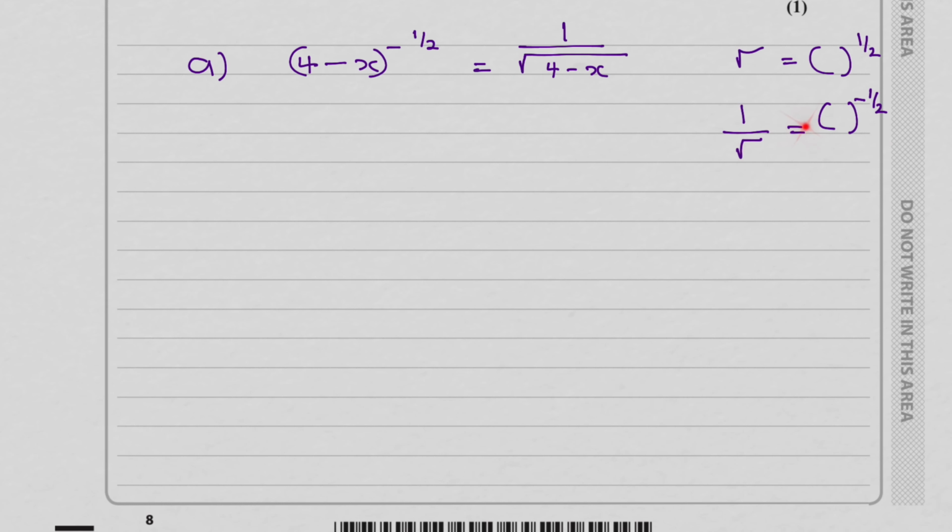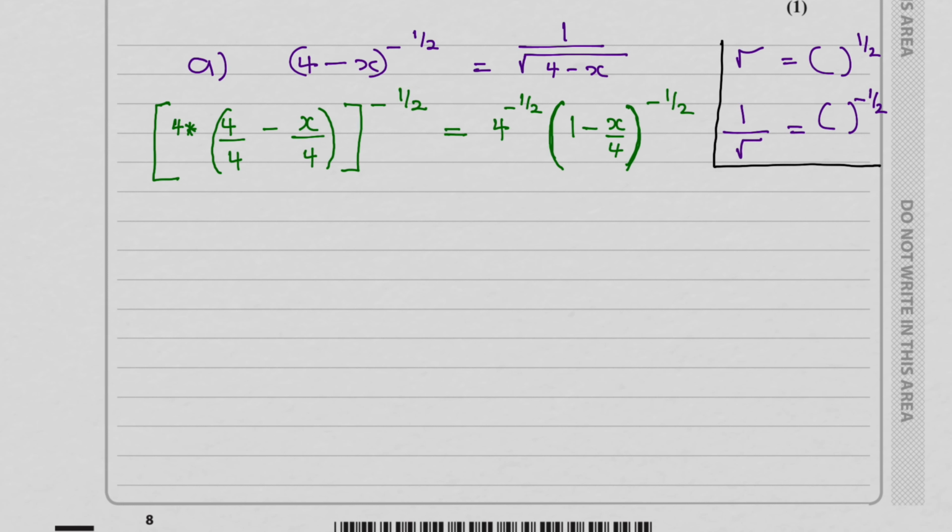1 over root is basically to the power minus a half, and that's what we've done here. Looking at that function, I have divided by 4, because what I've really done is take 4 out. When you take 4 out, that means you've divided by 4. 4 divided by 4 will be 1, and minus x over 4.